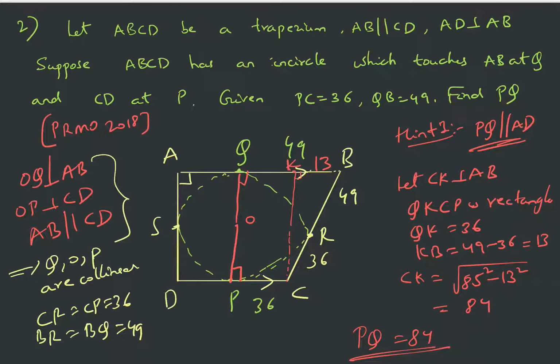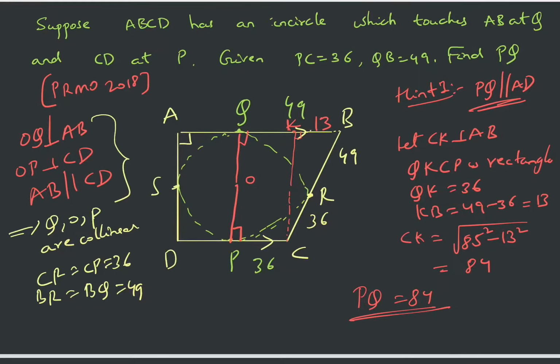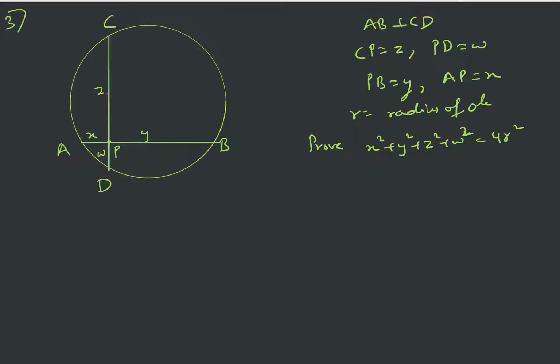So these were two simple problems from PRMO 2018 based on tangential quadrilaterals. Let's move on to the next problem. If you have not copied the solution of the previous problem, then first copy that and then come back to this problem. Pause the video, copy the solution, and then come back to this problem and pause the video again and give this problem a try.